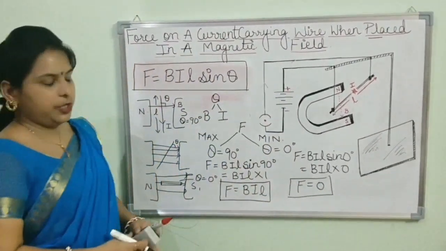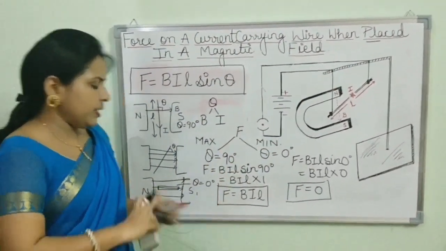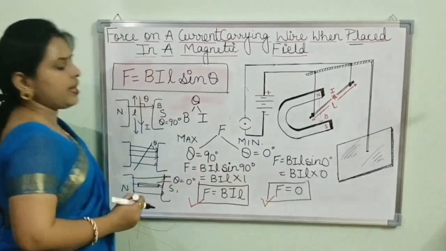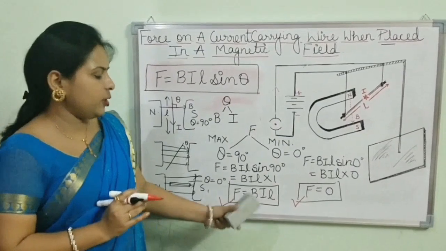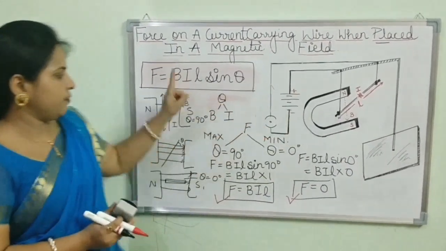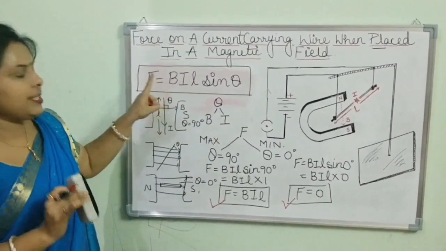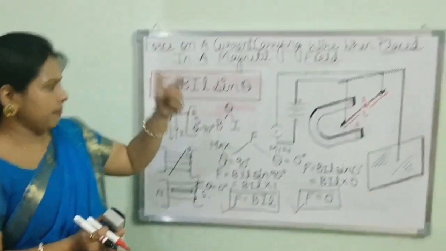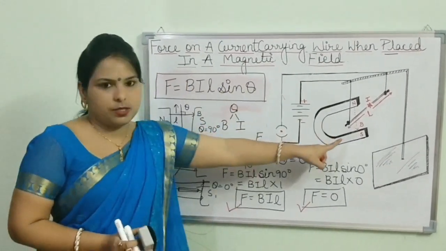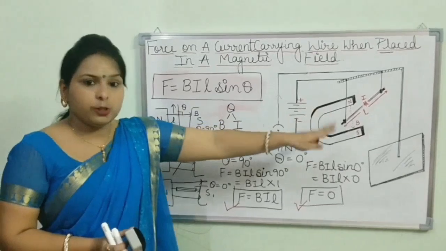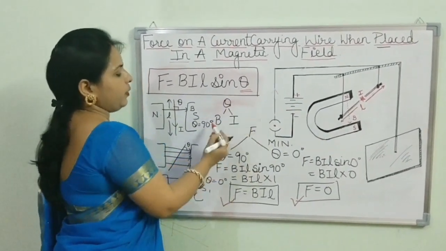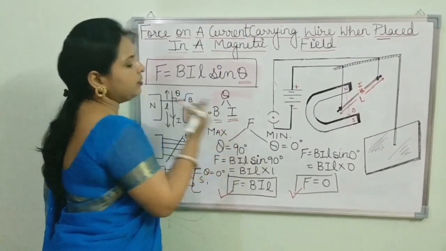This is a very important question. What is the value of maximum force? It is BIL. And what is the value of minimum force? It is F is equal to 0. Please don't make this mistake. Don't write it as 1. So this is all about the factors which will affect the force. First is the strength of the magnetic field of a magnet, bar magnet or a horseshoe magnet. Second is the current flowing across the wire. Third is the length of the wire. And the fourth factor that affects is the angle between magnetic field and current.